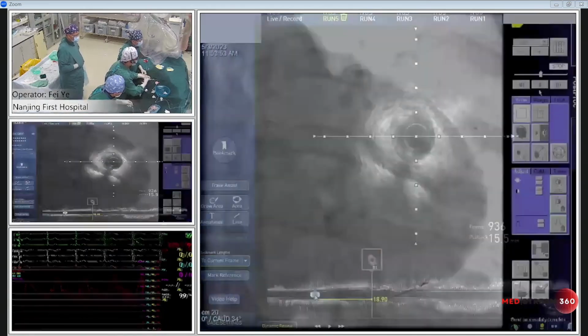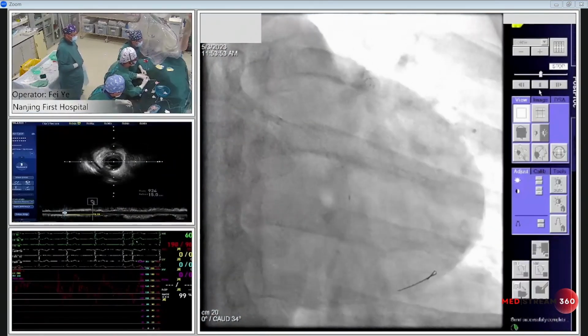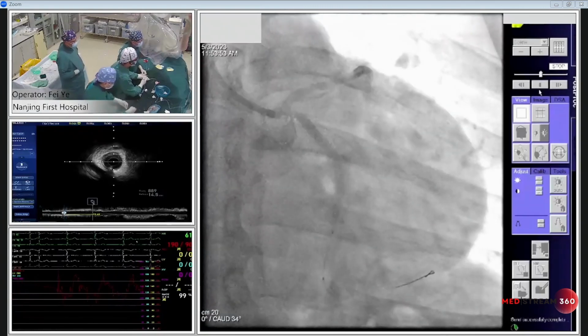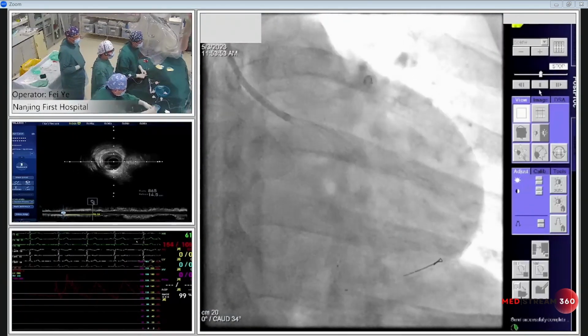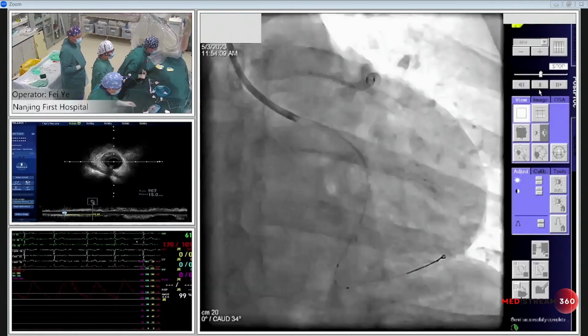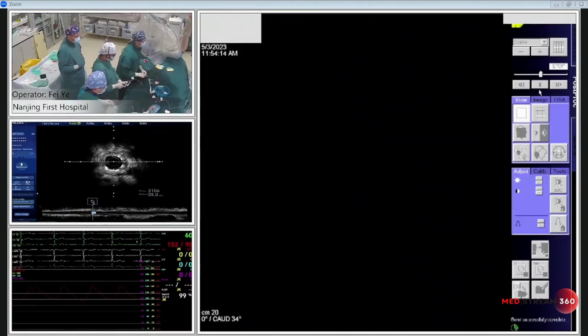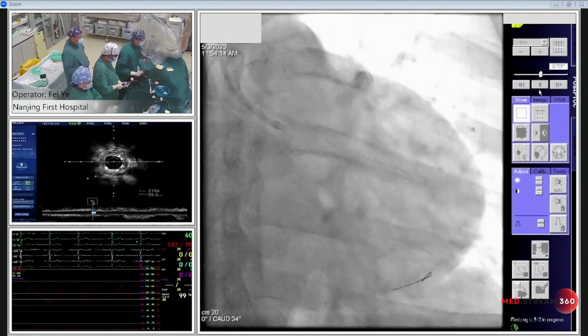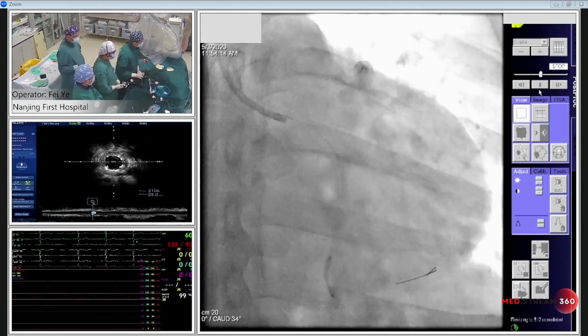And the vessel is not more than 2.0. That's enough. Balloon is enough. I just push. So I think the stent. Okay, enough. 6. No. 4. That's good. Enough.